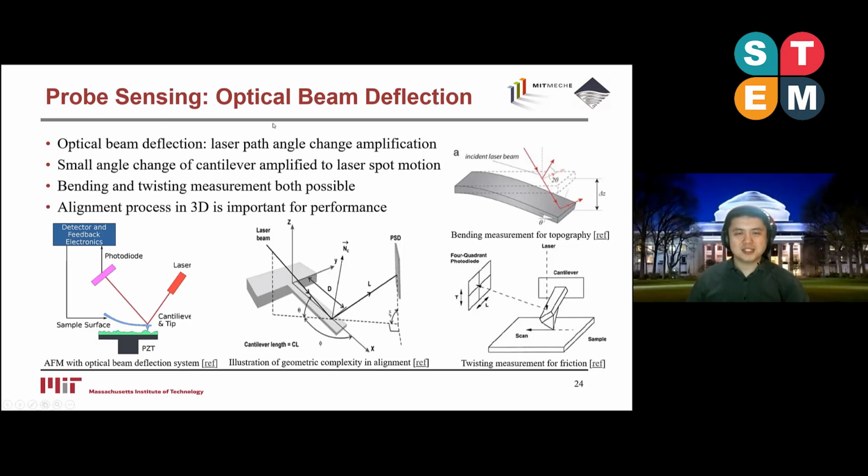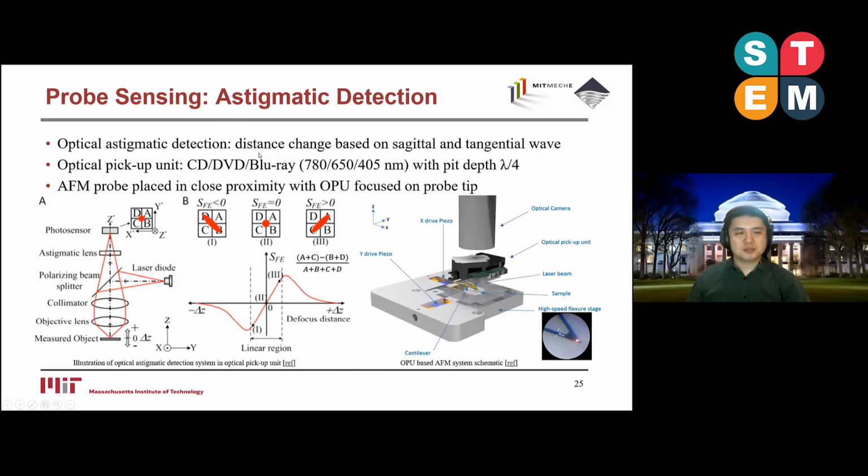This is the probe sensing using optical beam deflection. We've seen it before, so I'm not going into details. Basically, one thing to point out is that this can be done in 3D for alignment. So it can sometimes be complicated to do the alignment to get a very good signal-to-noise ratio if you're not an experienced user. The next principle is the so-called astigmatic detection.